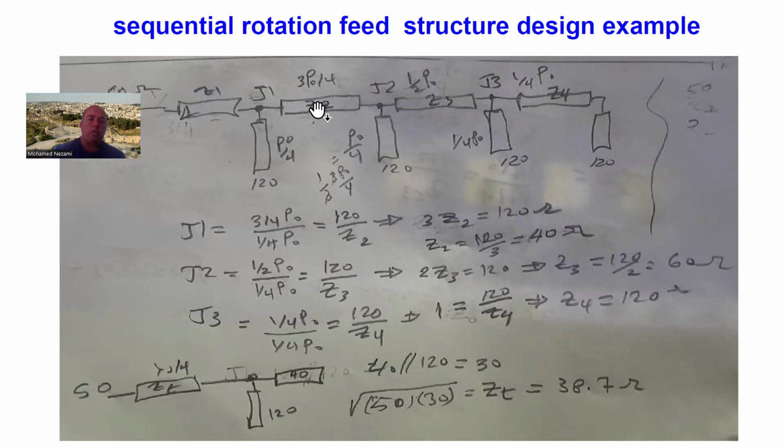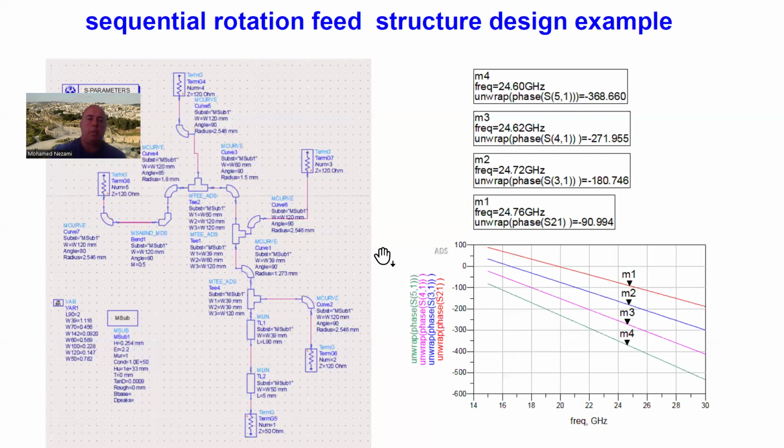If you look at this, we've got 40 ohm in here, and we've got 120, and these are in parallel, so that leaves you with 30 ohm. Therefore, this transformer in here is really the square root of 50 times 30, which is 38.7 ohm. Since this is 40 and that's 38.7, I went ahead and said, well, make this 40. So I made this 40 and this 40, so these lines are okay.